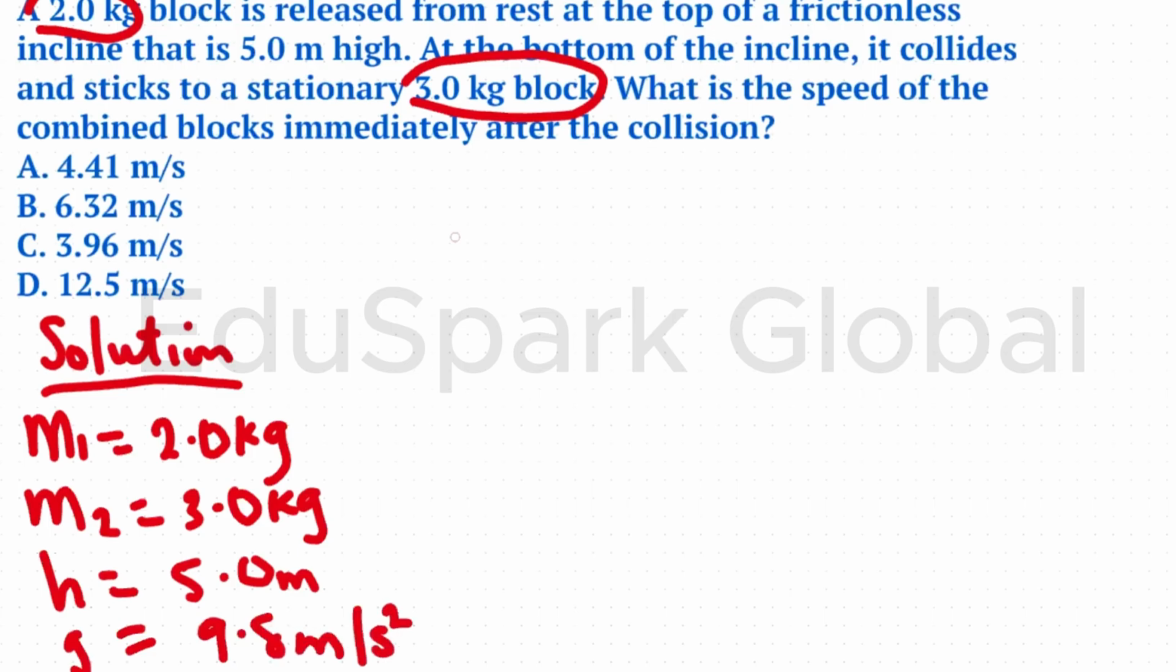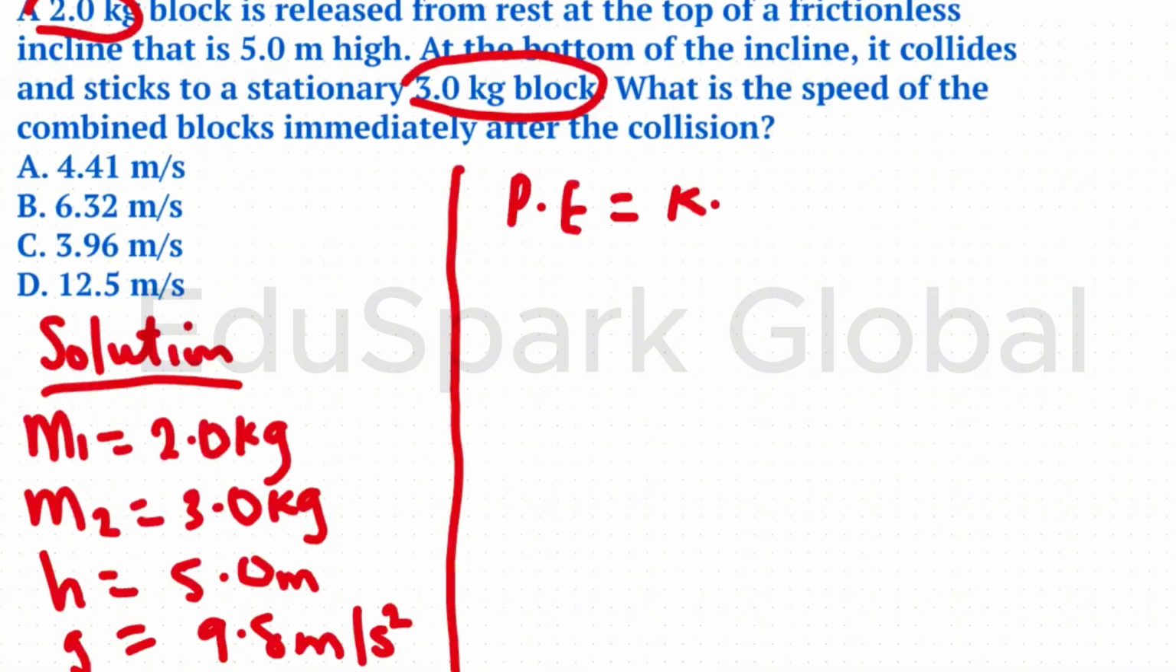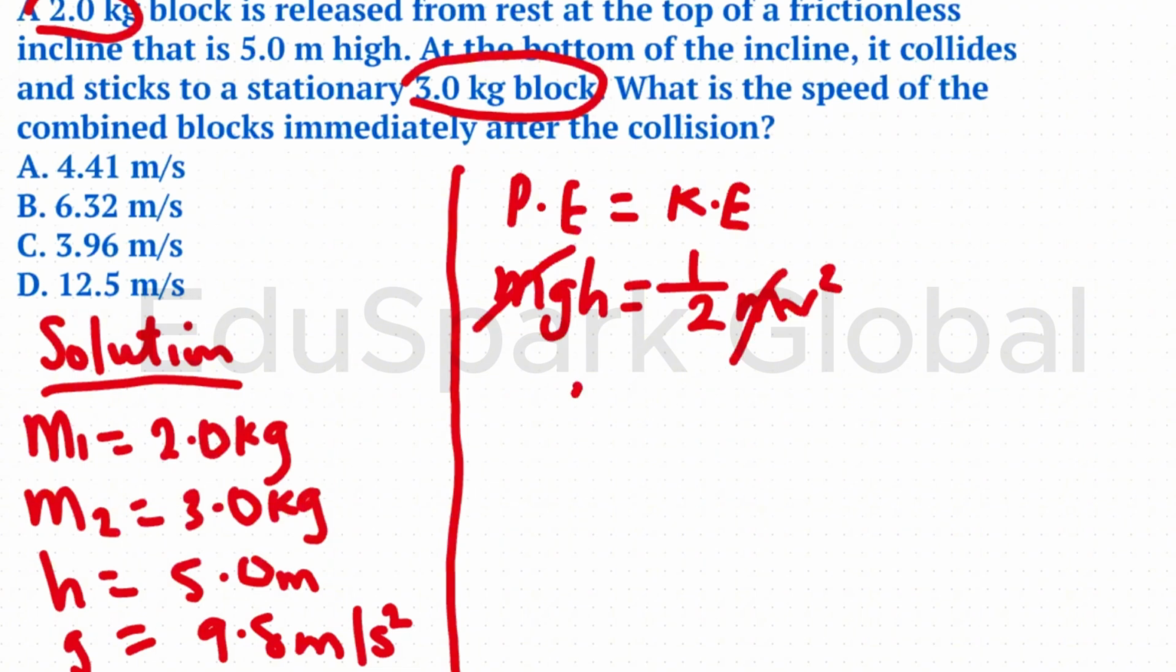Okay, now in solving this question, we are going to use the principle of conservation of energy. That means that potential energy equals kinetic energy. So the formula for potential energy is mgh, which is equal to the formula for kinetic energy, half mv squared. Remember that from here we find out that m can cancel out m, so we have gh equals half v squared. So let's make v subject of the formula.